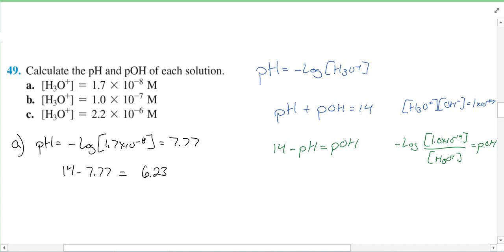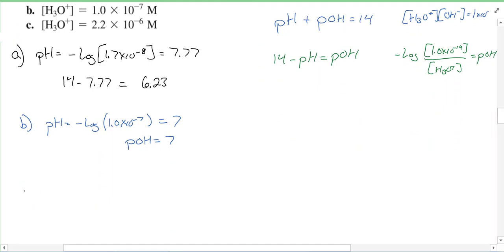B is pretty straightforward. So for B, we know the pH is negative log of H plus, which was 1.0 times 10 to the negative 7, which is 7, which means the pOH is also 7. It's neutral water.